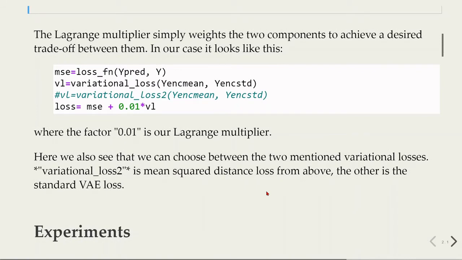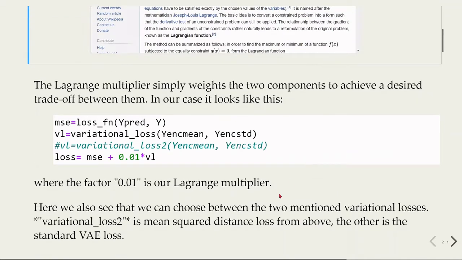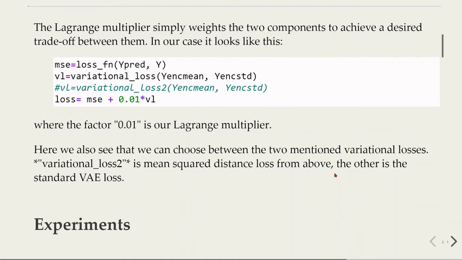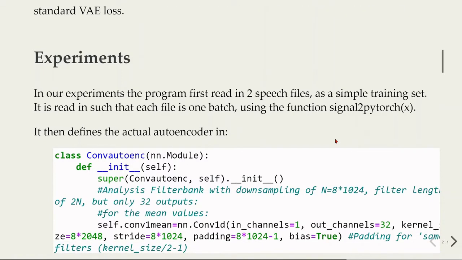Here, we also see that we can choose between two mentioned variational losses. So we have the variational loss and also the variational loss 2, that is the mean squared distance from above, and the standard variational autoencoder loss. In our experiments, the program will read in two speech files as a simple training set. It is read in such a way that each file is one batch, and we use the signal to PyTorch function to convert our arrays into PyTorch tensors.